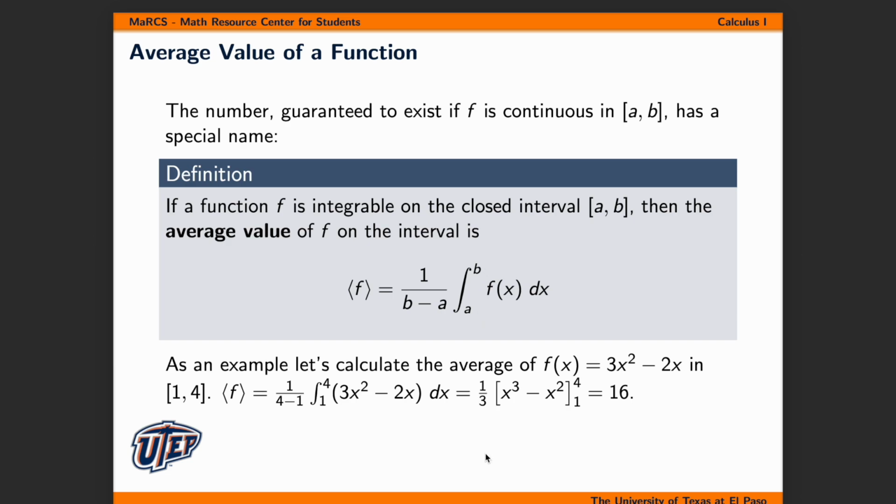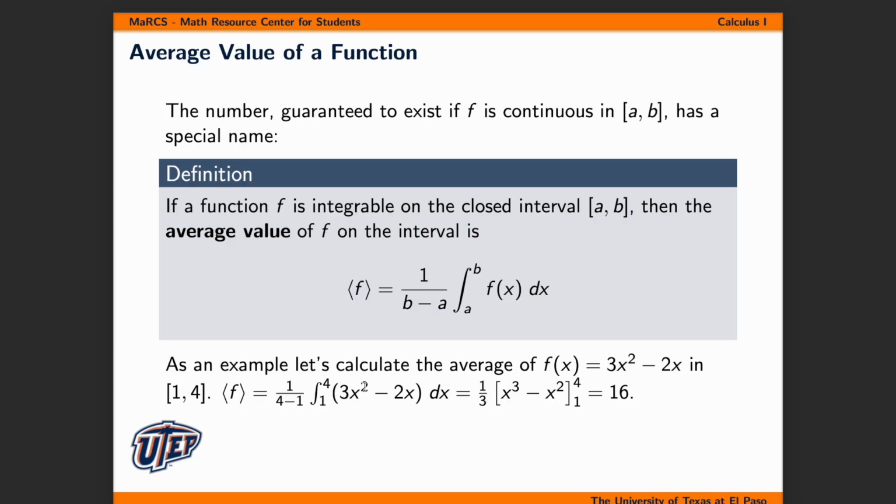So as an example, let's calculate the average value of our function f of x is equal to 3x squared minus 2x in the closed interval from 1 to 4. So we know that this function is continuous in this closed interval, so that means that we will be able to find our average value. So that'll be 1 divided by b minus a, so b is 4 and a is 1, so we will have 1 divided by 4 minus 1, which is 1 divided by 3.